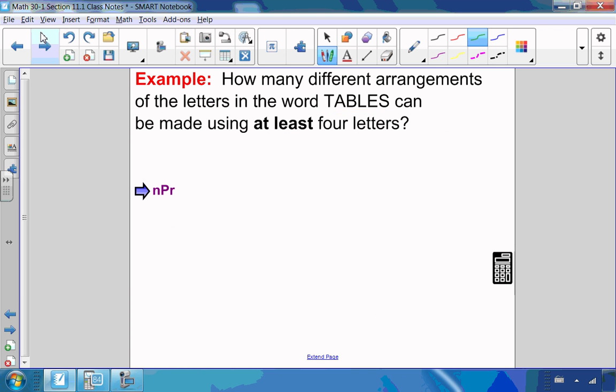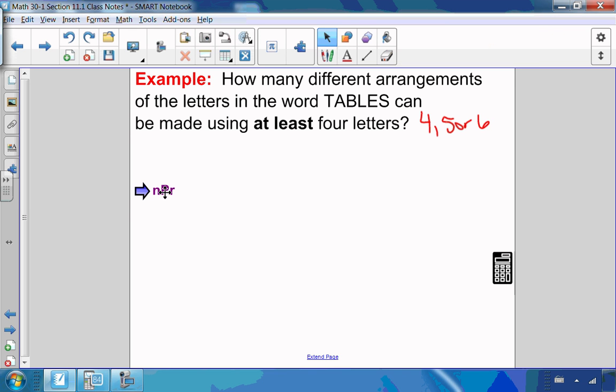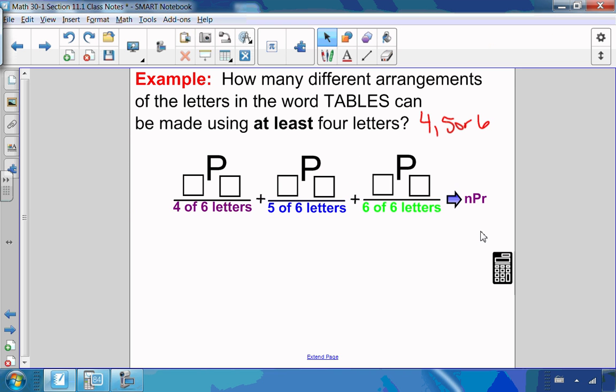The nPr notation. Okay, so it's still a permutation because it's arranging it. Order is important. I still have at least 4 letters, which is still those cases of 4, 5, or 6 letters. But doing it using the nPr notation, it would look much more simple. So a little less writing, if you will.